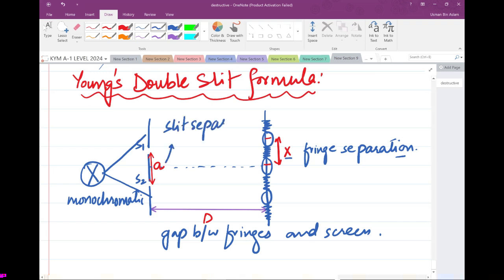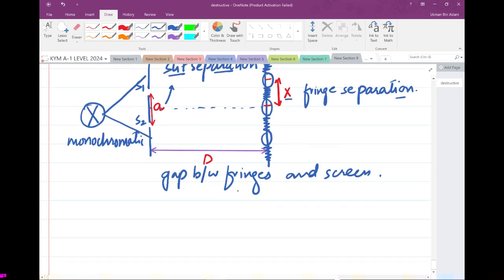I am just defining the variables. I'm just pronouncing them. A will be the slit separation. X will be the fringe separation. D will be the separation between slits and screen, not fringes and screen. The wavelength that is coming from the source is going to be represented by lambda.